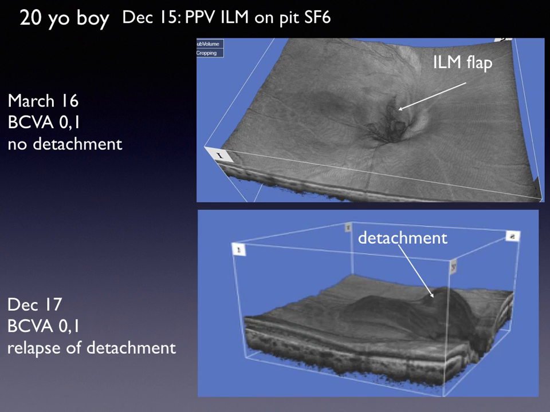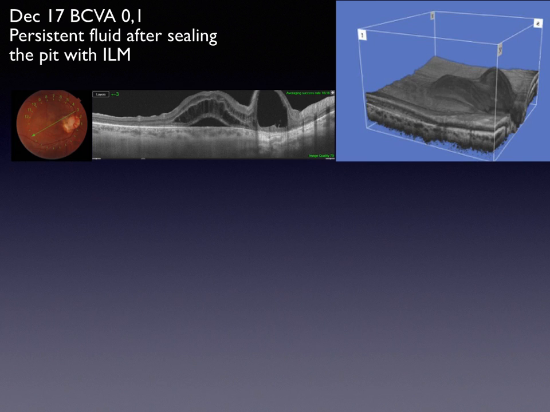In this case, you see the detachment that recurs a few years after the first injection of gas during vitrectomy with ILM peeling. So the same technique. It was perfect for 2 years, and then he had a relapse.